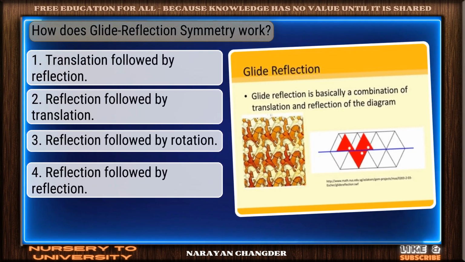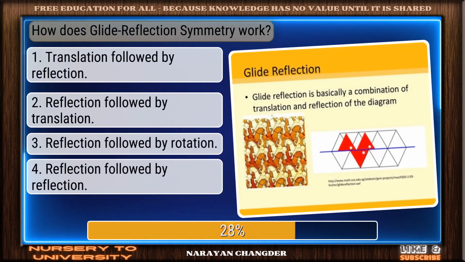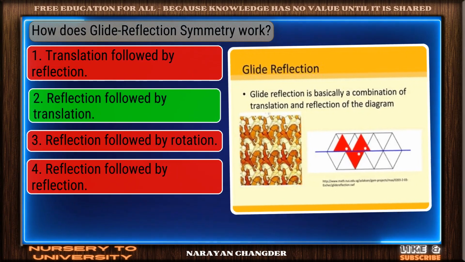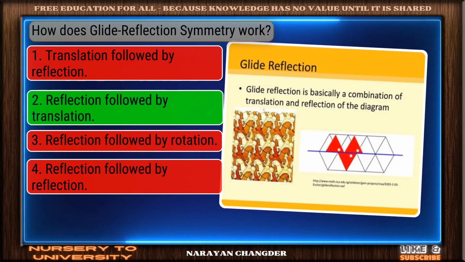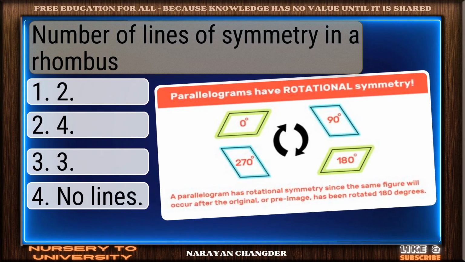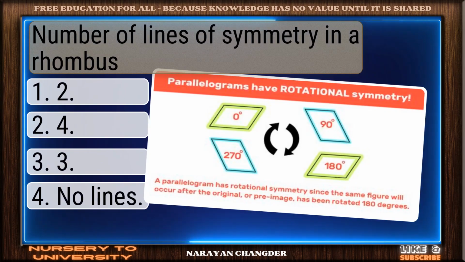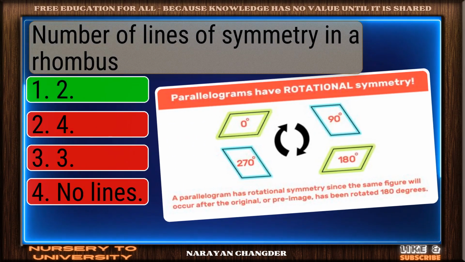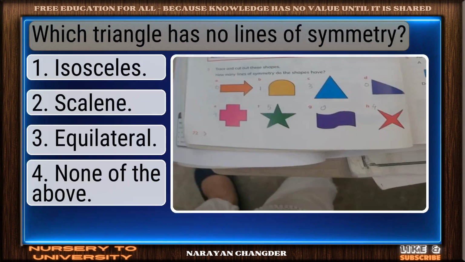How does glide reflection symmetry work? Well reasoned. Reflection followed by translation is the correct choice. Number of lines of symmetry in a rhombus. Right again. 2 is a valid answer.